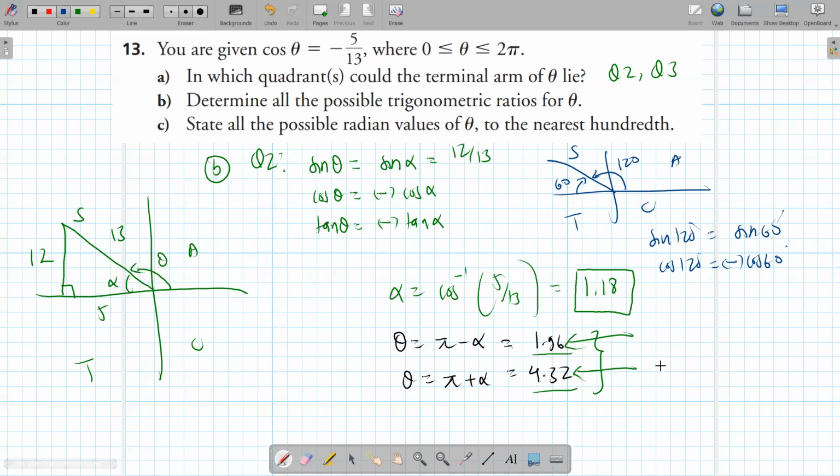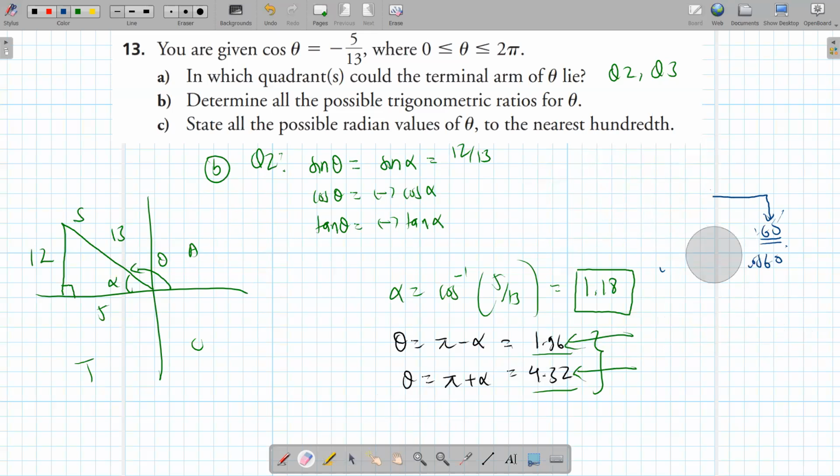Why is it the same though? Well, because the principal angle and the related acute angle are related. They represent the same ratio, except with a different sign. The ratios are the same. The only difference is that it might be positive or negative depending on which quadrant it's in.